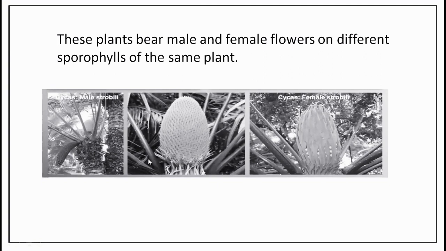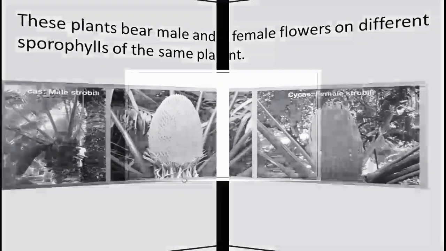These are the details of gymnosperms. Gymnos means naked, and sperm means seed. That means you can normally see their seeds with the naked eye.